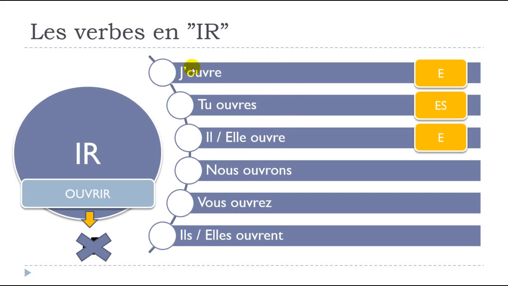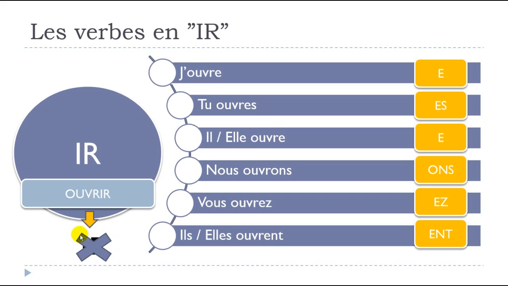It's the same pronunciation, but you should write it ouvre, ouvres, ouvre. And then for nous, the classic ending ons, ouvrons, nous ouvrons, and then for vous, classic ending ez, vous ouvrez, il, elle, classic ending ent, ils ouvrent, elles ouvrent. So it's actually not that difficult if you think about this little thing. You should take this ER away and just add these endings.